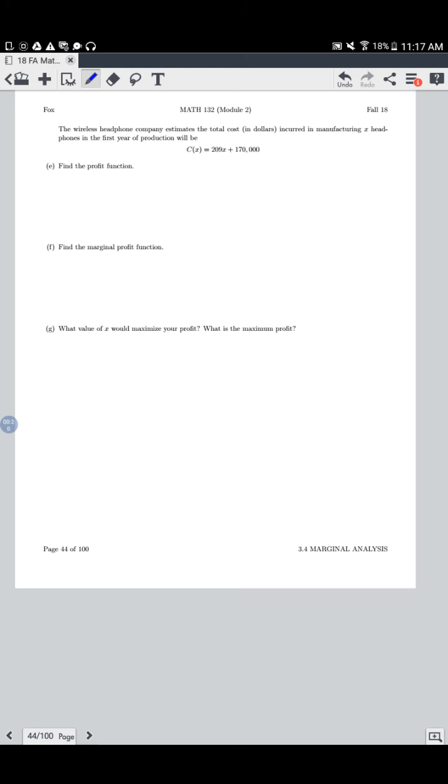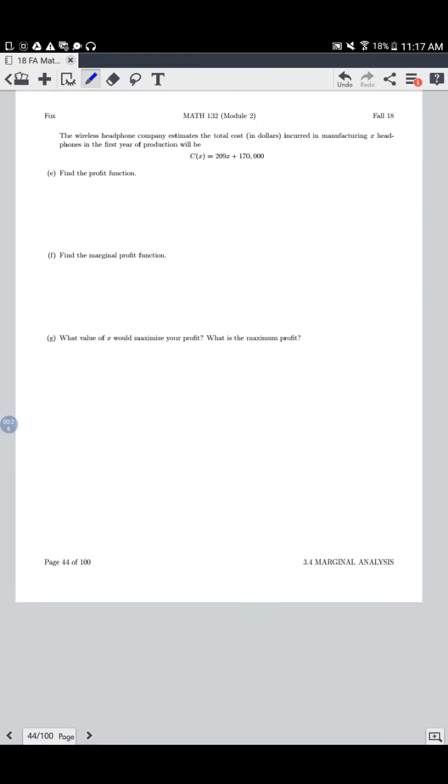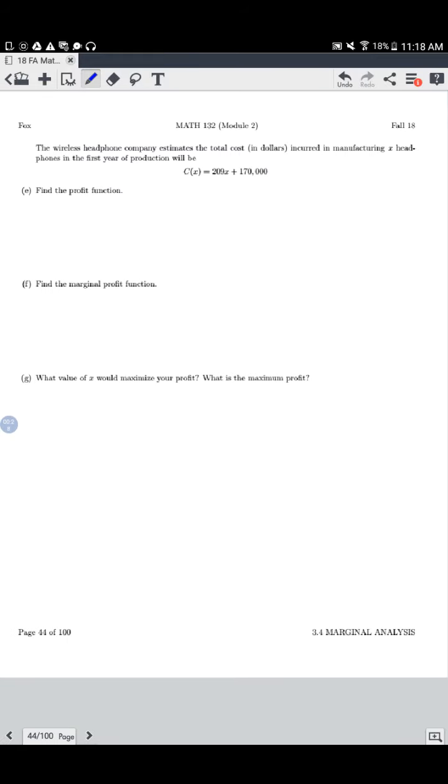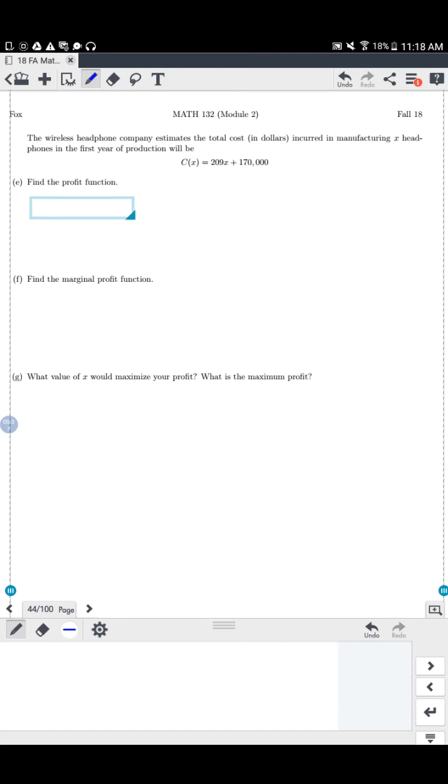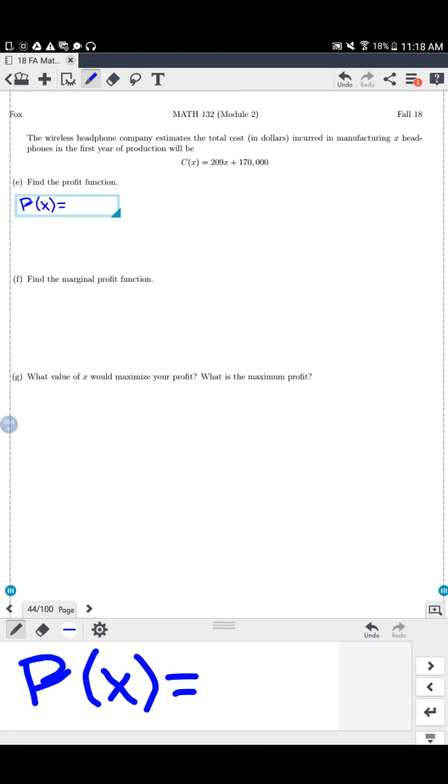The wireless headphone company estimates the total cost in dollars incurred in manufacturing x headphones in their first year of production will be given by this total cost function here, C of x, which is 209x plus 170,000. And we want to use this cost function to find profit. Well, profit in general is called P of x, and it's always a capital P. And we're going to take the revenue minus the cost.